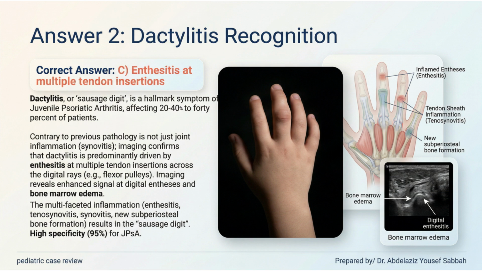Dactylitis, or sausage digit, is a hallmark symptom of juvenile psoriatic arthritis, affecting 20 to 40% of patients. Contrary to previous understanding, the pathology is not just joint inflammation or synovitis. Imaging confirms that dactylitis is predominantly driven by enthesitis at multiple tendon insertions across the digital rays, such as flexor pulleys. Imaging reveals enhanced signal at digital entheses and bone marrow edema. The multifaceted inflammation including enthesitis, tenosynovitis, synovitis, and new subperiosteal bone formation results in the sausage digit appearance. This finding has high specificity of 95% for this condition.